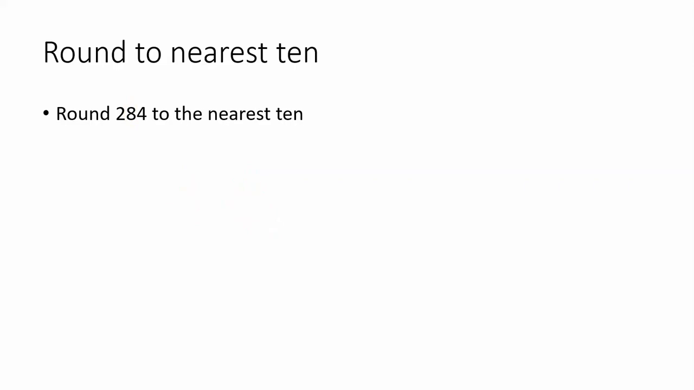We can also do this with numbers that are bigger than tens, like 284. To round that to the nearest 10, we're going to again look at the number in the ones place. The 4 tells us that we would slide to the smaller value. That means we're going to slide and leave the 8 the same. 284 rounds to 280. 284 is closer to 280 than it is to 290.